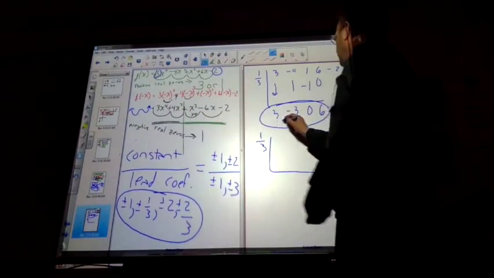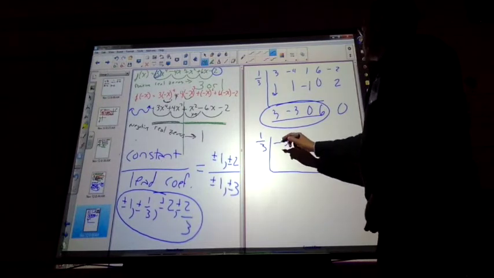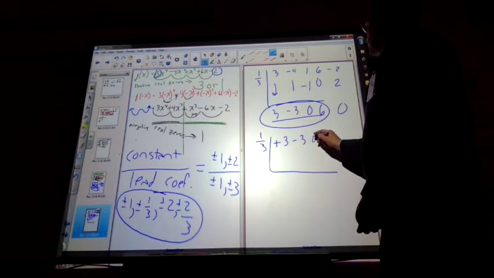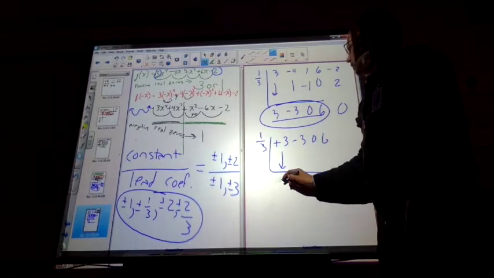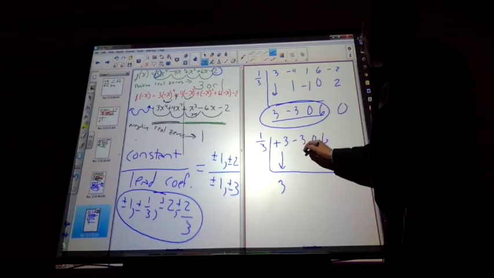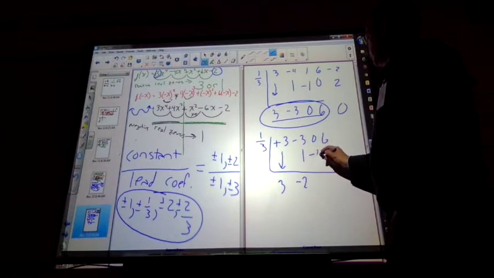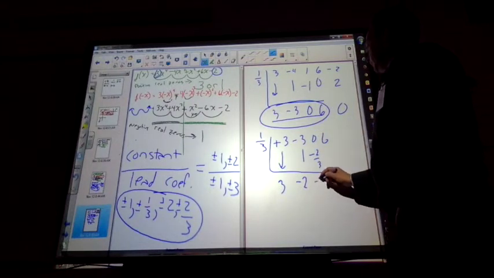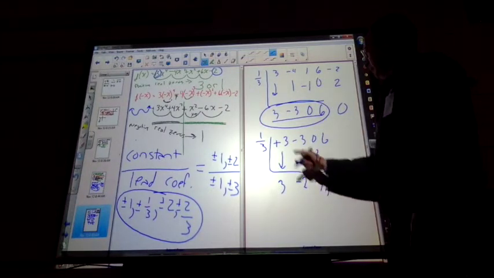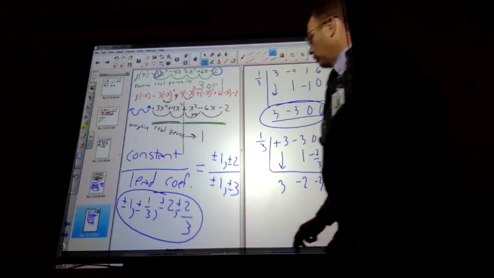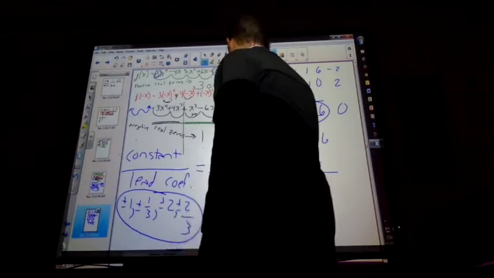And we're going to use synthetic division on this now. Oops, that's positive 3, excuse me. So bring this down. 3. 3 times 1/3 is 1. Negative 2. Negative 2/3. Negative 2/3. Uh-oh. Multiply those. That's not going to work. Let's try the positive 2/3.